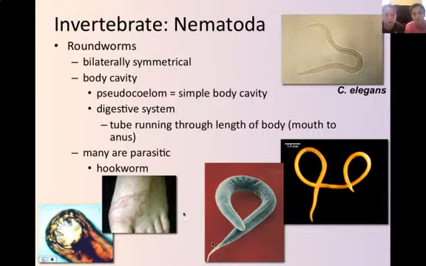An example of that is a hookworm. This is a microscopic image of a hookworm. It's really kind of scary. These hooks that you see right around this opening actually are what attach them to their host. This is what it would actually look like in a person that's infected with a hookworm. You can kind of see it right under the surface there. It's pretty scary stuff.